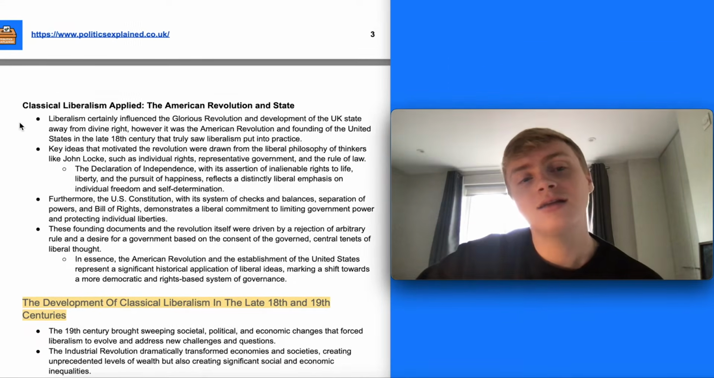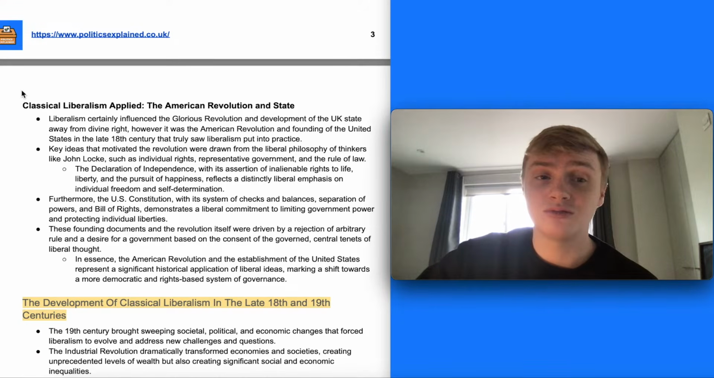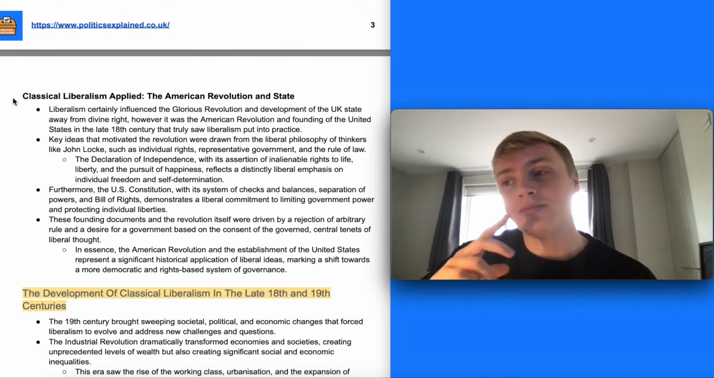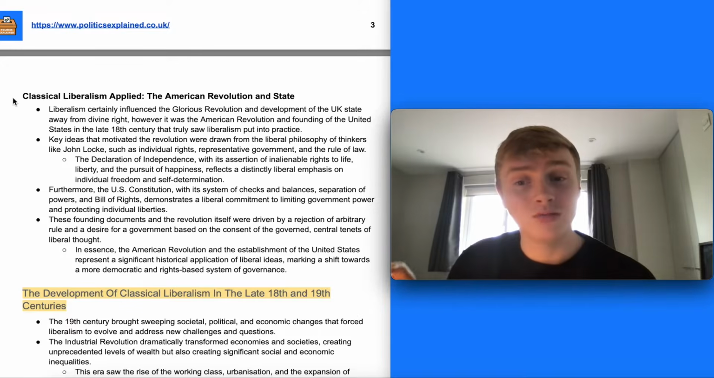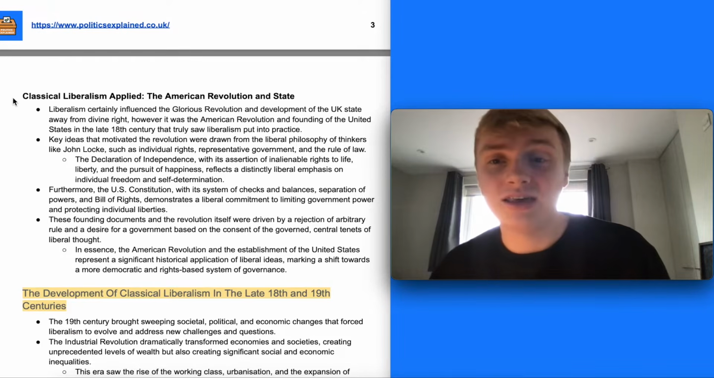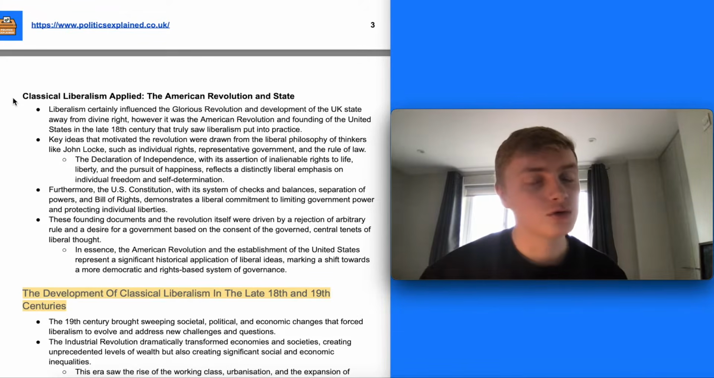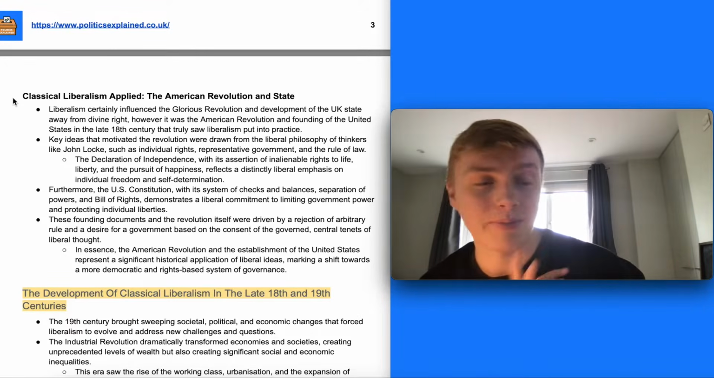And this is quickly having a look now at classical liberalism applied. The American Revolution and state is a really useful way to understand how liberalism was applied to political practice. So you don't need to bring this in loads into the essay at all. You can bring it in maybe in one sentence in the essay if you think it's useful and it works well. It shouldn't be the basis of your essay.